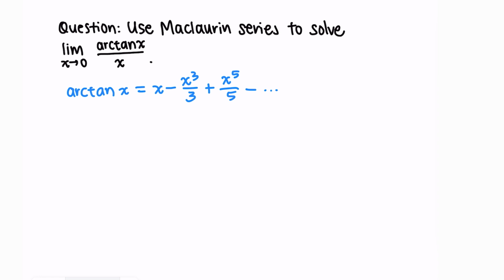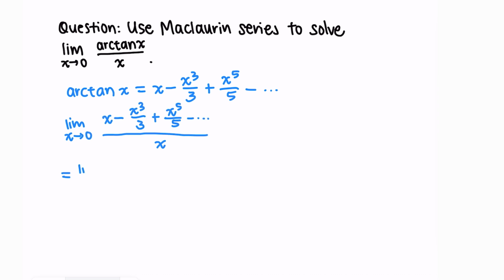Finally, let's see how we're going to use the Maclaurin series to solve a limit. So let's see this question. Use the Maclaurin series to solve the limit as x approaches 0 of arctangent x over x. So I've written down the Maclaurin series of arctangent x in your formula booklet. Again, this is using the standard Maclaurin series. So what I'm going to do is just substitute that into the limit.